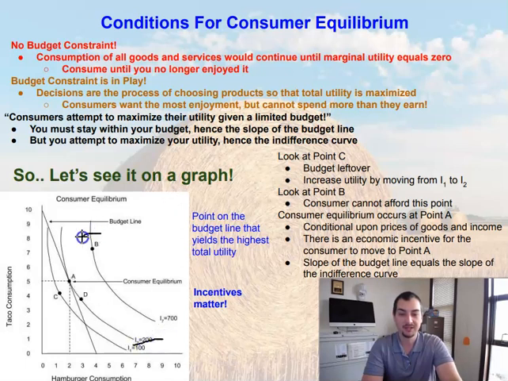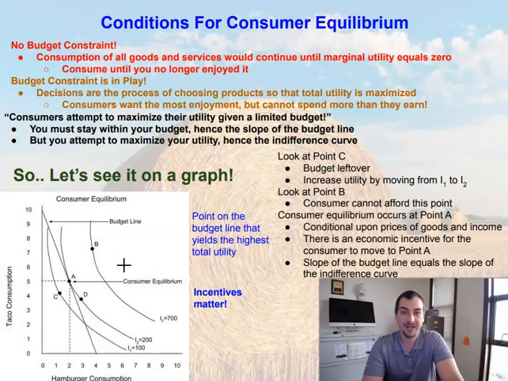Why not consume at point B? Why wouldn't we consume at point B? We can't afford it. The consumer cannot afford this point. Because we cannot afford point B, we cannot afford to consume out here at I7. We cannot afford 7 tacos and 4 hamburgers. That's infeasible. We can't consume there. So point B is irrational, and we just can't afford that spot.